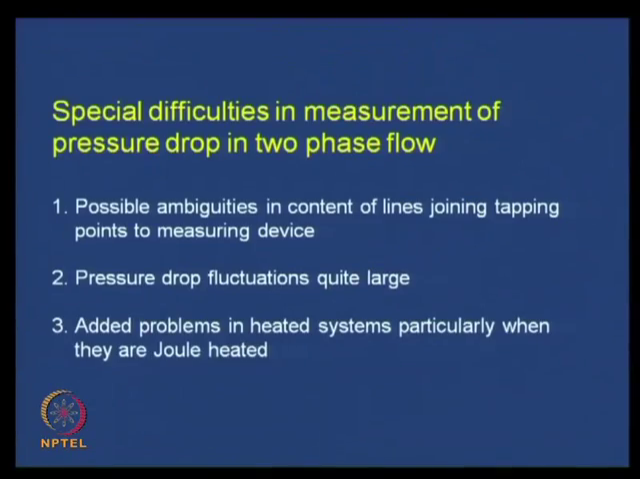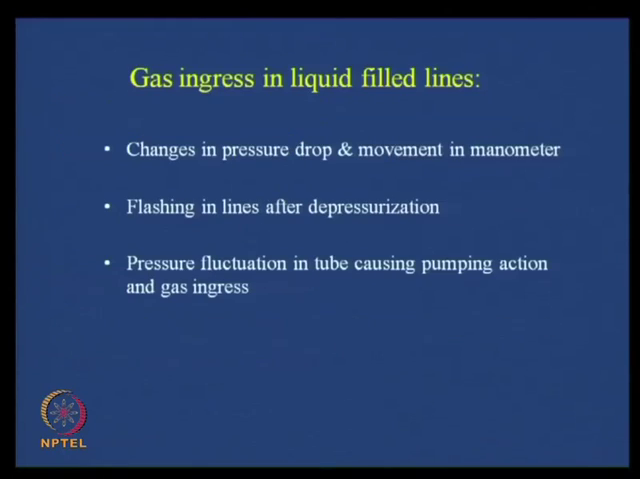Okay. So, what are the major challenges or special difficulties in measurement of two phase pressure drop? First thing, as I have told you, the moment a second phase enters, there are possible ambiguities in the content of the lines joining the tapping points to the measuring device. These slides I think you can get, is it not? The other thing is, see how the second fluid enters the line. The reasons by which it can enter is, say, suppose the lines are filled up with liquid.